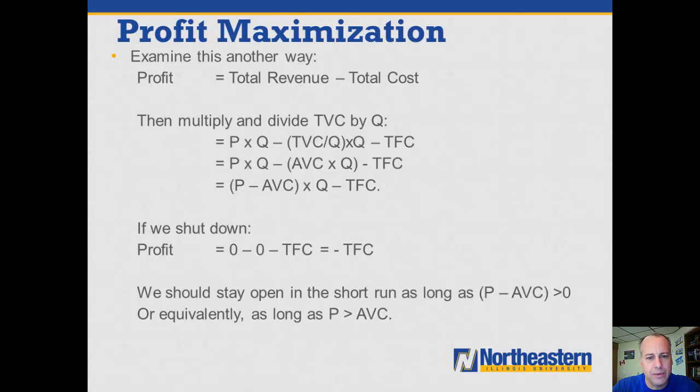Recall, if we shut down, our profit is minus total fixed cost. We lose money. But if that term in parentheses, price minus average variable cost, is positive, we're better off staying open, even if we might potentially have a loss. In this case, we should stay open as long as price is greater than average variable cost. So if we can sell each unit for a higher price than it costs us in variable cost to produce that unit, we're better off staying open, even if we can't earn enough profit to cover our fixed costs. In other words, we stay open as long as we can cover our variable costs.